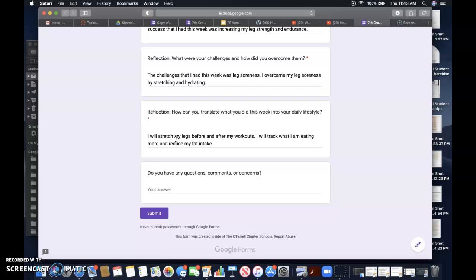And then I wrote another sentence too. Even just one simple sentence like that first one would be good. I will track what I'm eating more and reduce my fat intake. You see how I'm being detailed in those answers too. I added in the legs part, and then the fat part, reducing that fat intake. So I'm making sure we have a focused and a little bit detailed response, and it's also a complete sentence. It also doesn't have to be super long. We just want it specific towards you and detailed.